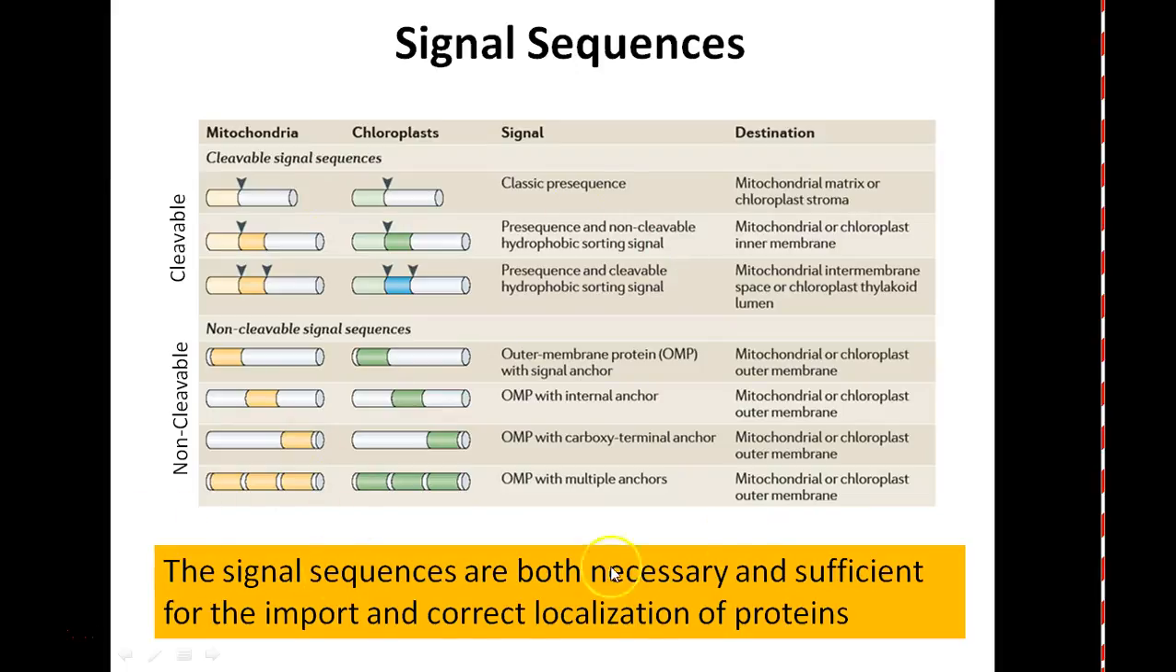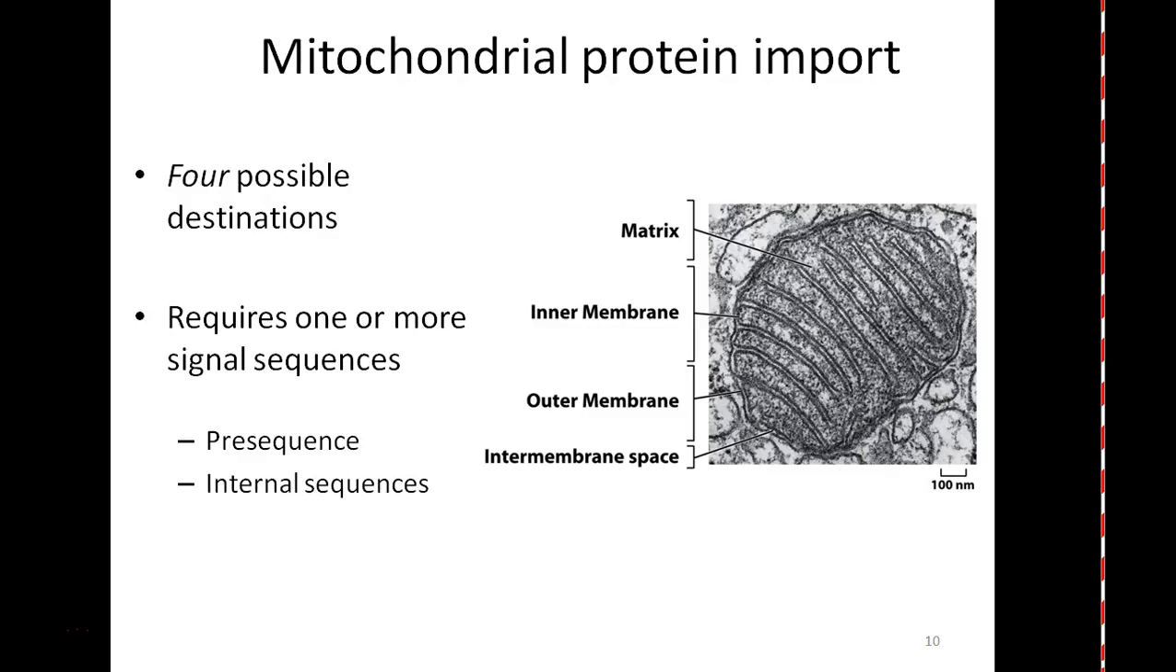Again, I want to highlight that the signal sequences are both necessary and sufficient for the import. Meaning that when you don't have a signal sequence, the import is not possible. So the protein won't go to the right compartment or right destination. We've talked about the structure of mitochondria, and there are 4 possible destinations.